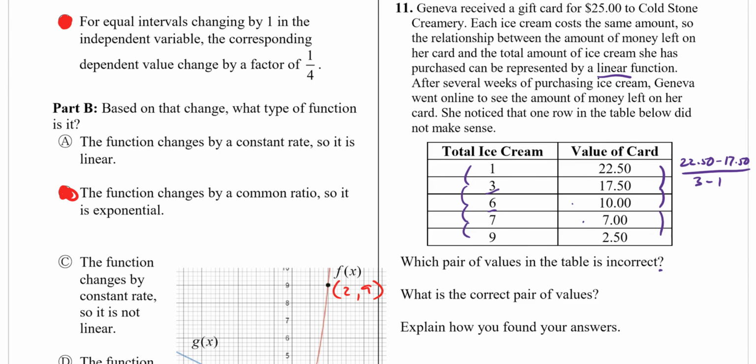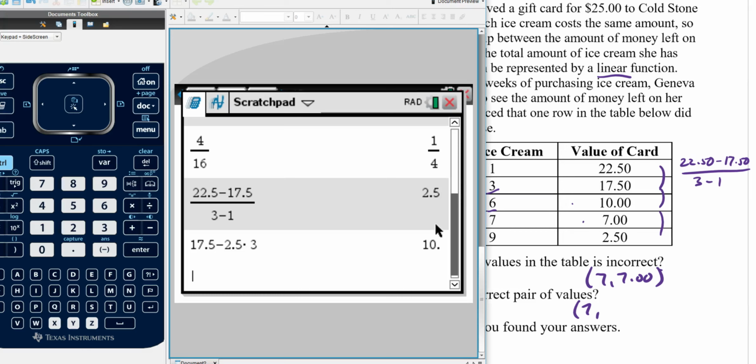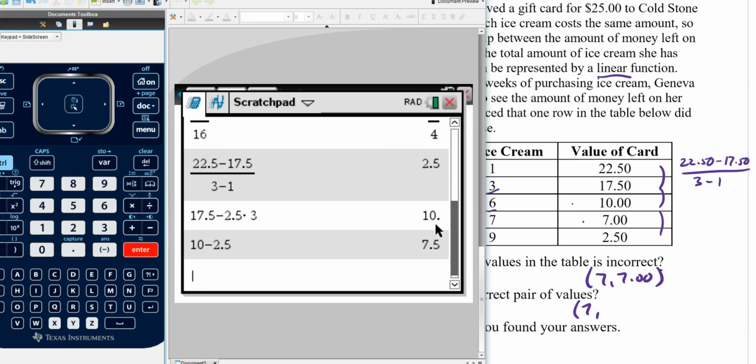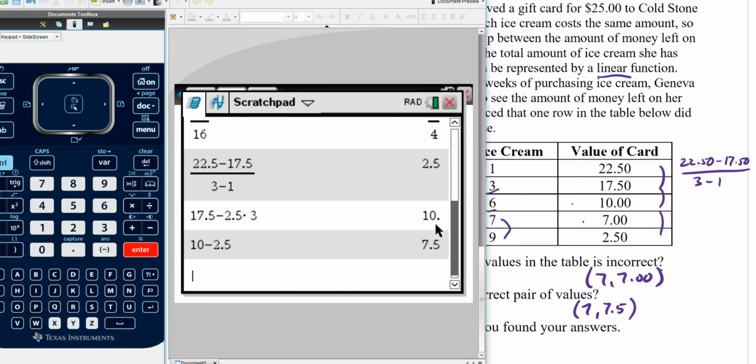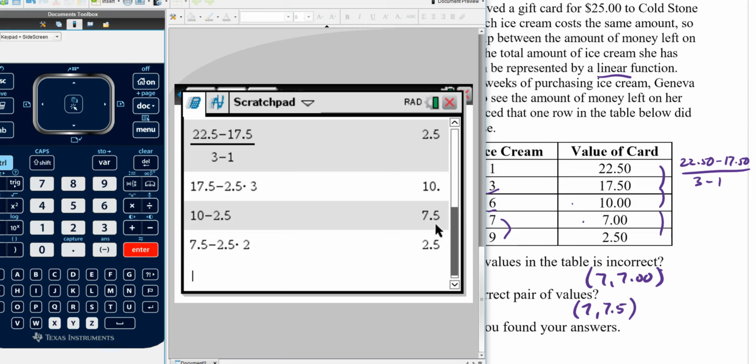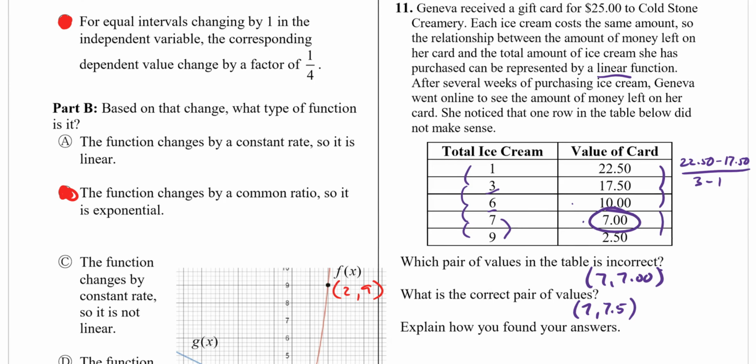Well, that's got to be the 0.77 is incorrect. What was the correct value? Well, it should be 7, and from 10 we should drop by 2.5. So 10 minus 2.5 leaves me with 7.5, and then we can check that one more time. I'm going to drop 2 more ice creams. So we should be at 7.5 minus 2.5 times 2, and that leaves me with $2.50. So this is my part that was wrong.